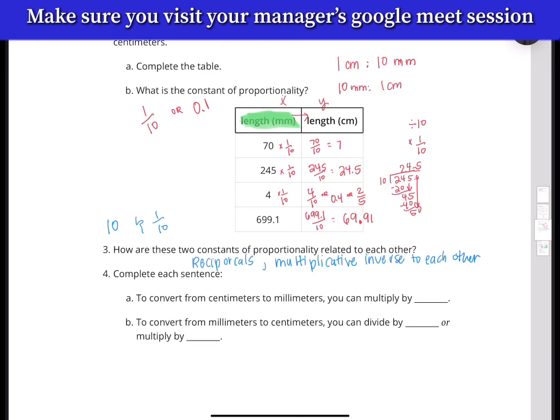Okay, so to convert the centimeters to millimeters, you can multiply by 10. To convert the millimeters to centimeters, you could divide by 10, okay? Or you can multiply by 1/10.